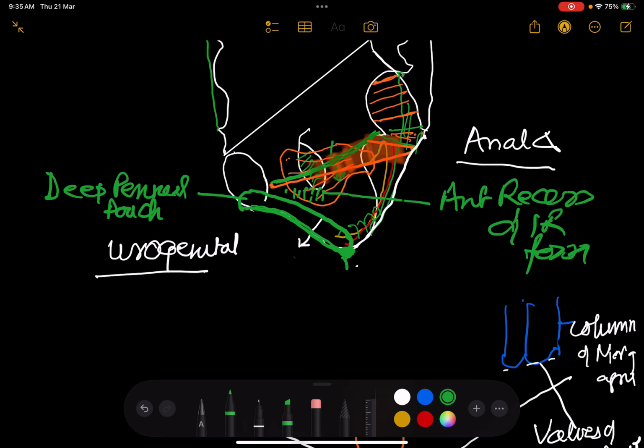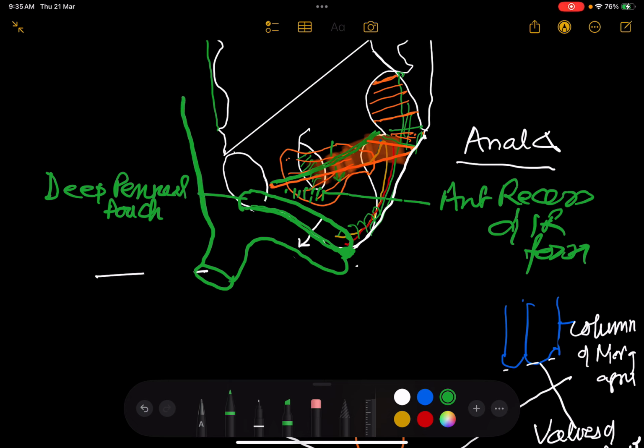Then the superficial fascia of the pelvic diaphragm encloses the superficial perineal pouch, and the fascia encloses the penis and goes into the abdomen as the Scarpa's fascia. This part of the fascia that encloses the penis is called Colles fascia, and this is called Scarpa's fascia.